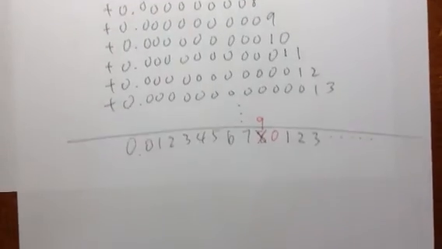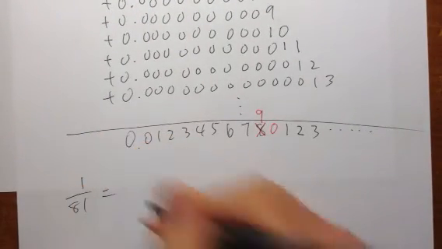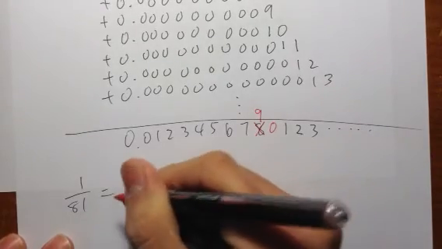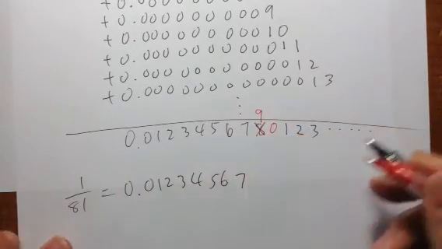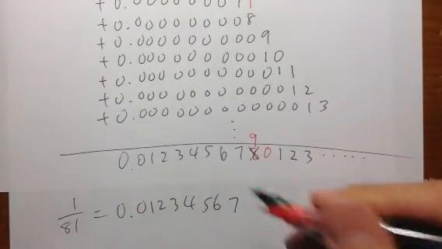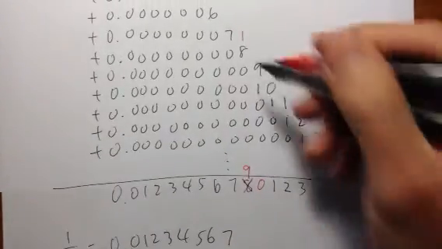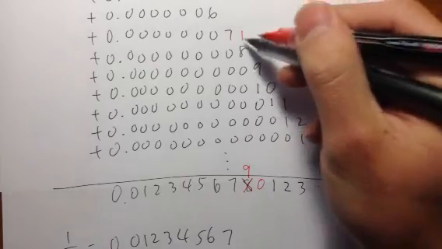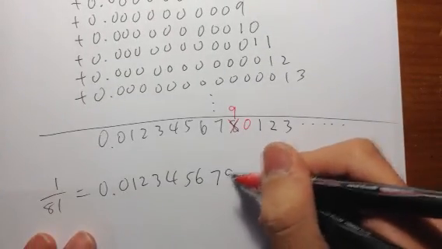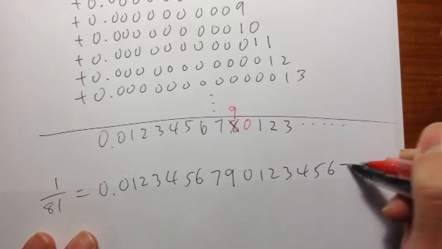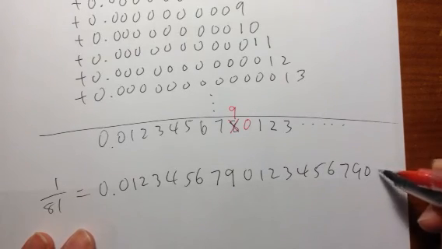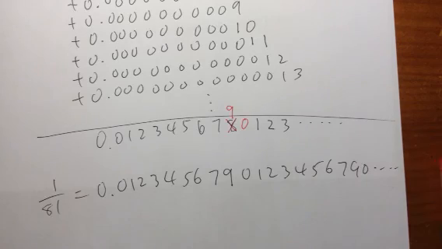So, conclusion, 1 over 81 is equal to 0.01234567. But the 8, originally you had it there, but because 9 plus 1 is actually 10, it's a 9. And 0, 1, 2, 3, 4, 5, 6, 7, 9, 0, dot, dot, dot. It's on calculus.